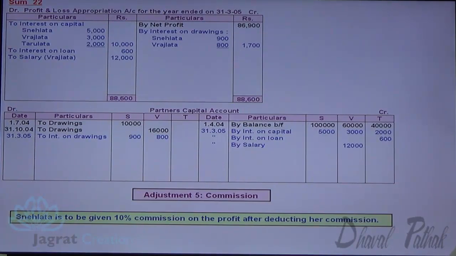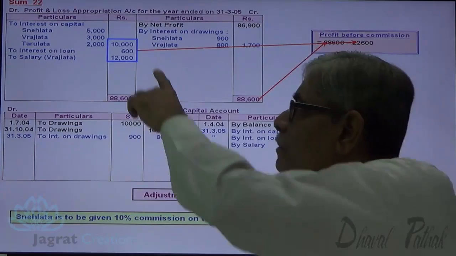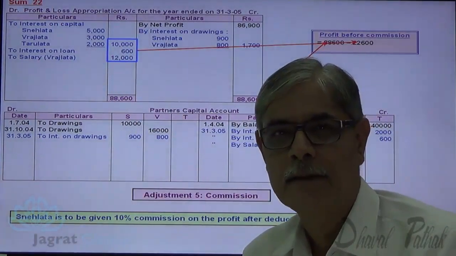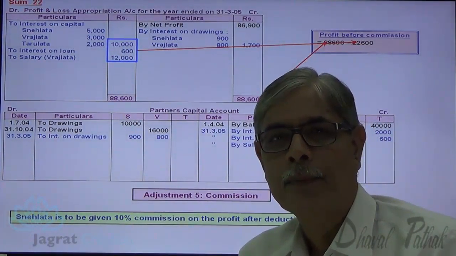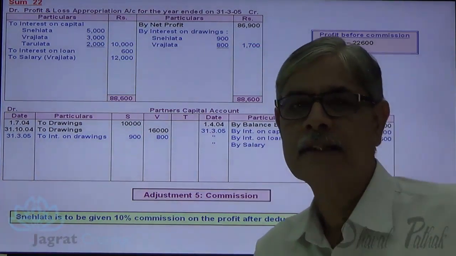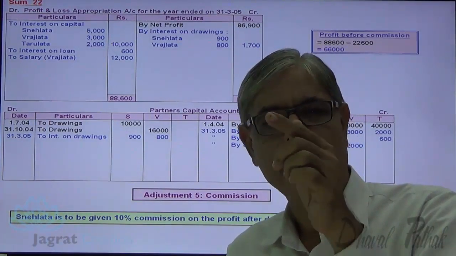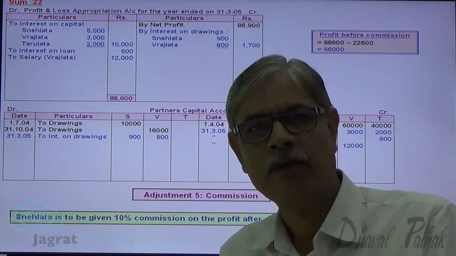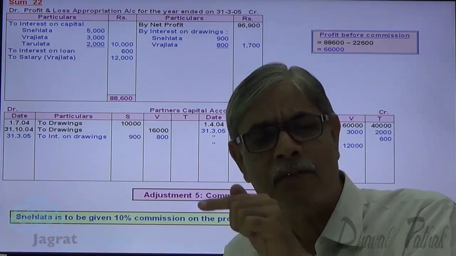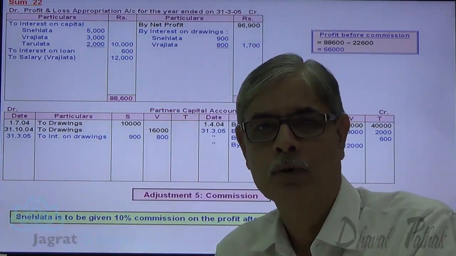Profit before commission is worked out. Total of credit side of profit and loss appropriation account is 88,600 minus 22,600. So we get profit before commission. That works out to be 66,000. From this 66,000 pay commission, you will get the profit after commission. On that profit after commission, apply 10% rate, you should get the commission amount.